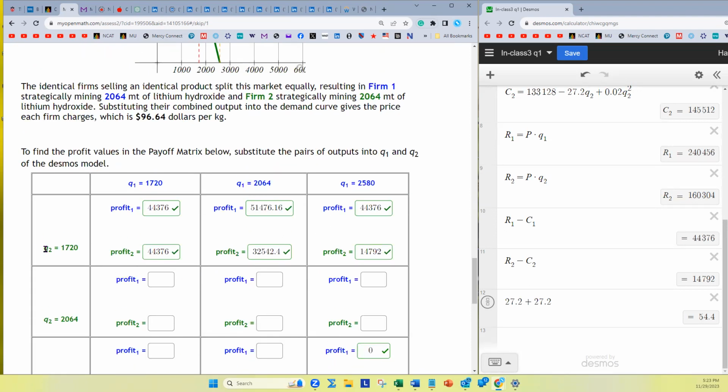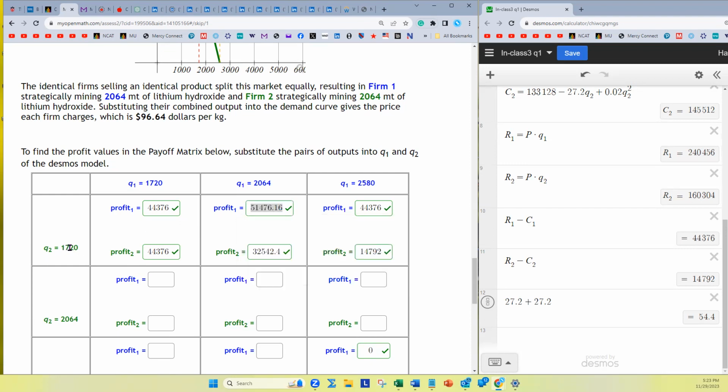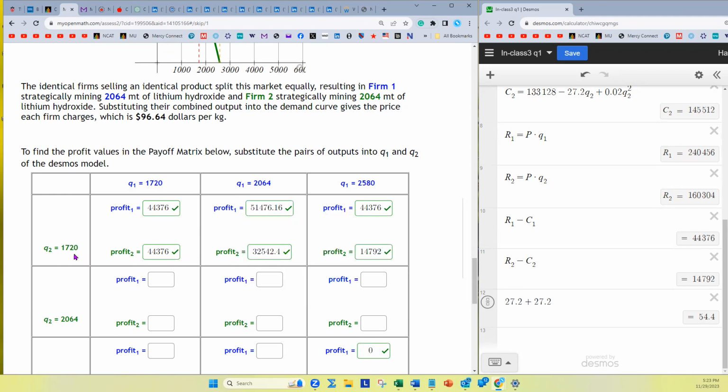So if firm two stays at 1720, firm one's best option is to go medium output. Firm one believes firm two will stay at the cartel agreement, so its best move is a medium output, where its profits are maximized. Here we're holding firm two's output constant, and firm one's profits shrink as it increases its output. So if firm two does 1720, firm one's best move is 2064, medium output.